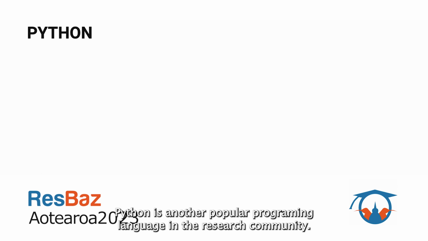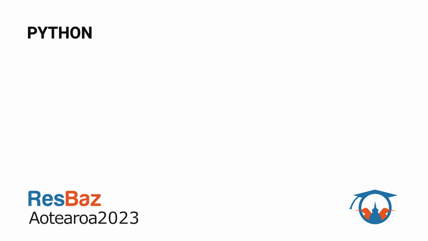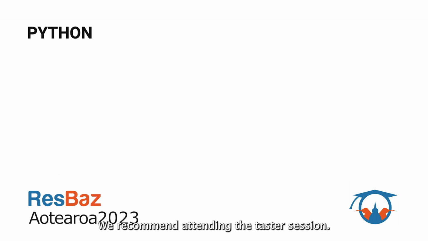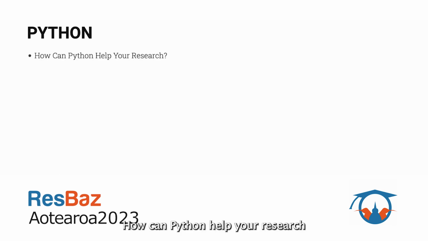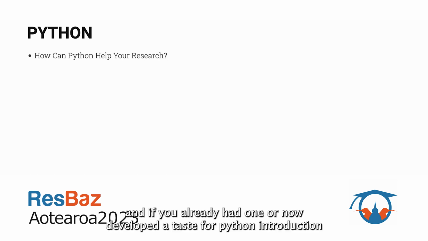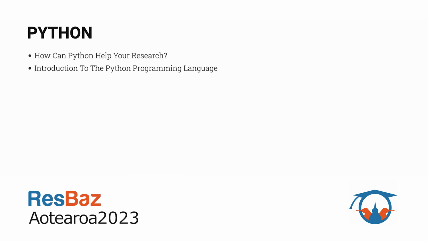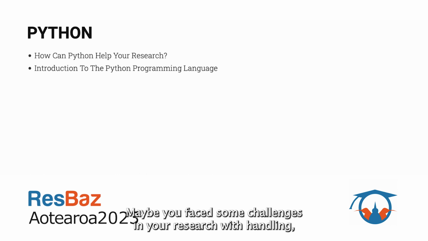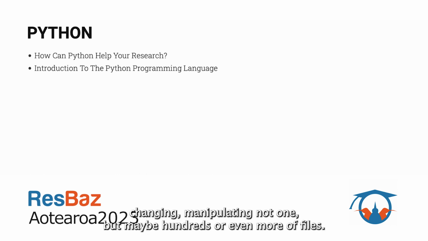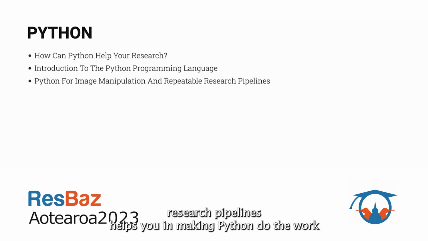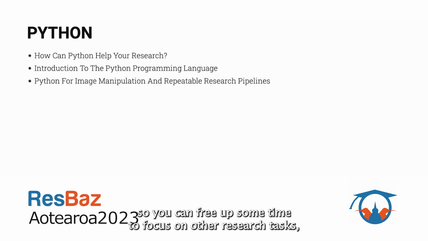Python. Python is another popular programming language in the research community. Python is commonly employed for all kinds of research tasks. To get an overview, we recommend attending the taster session, How can Python help your research? And if you already had one or now developed a taste for Python, Introduction to the Python programming language gets you started with hands-on coding in Python. Maybe you face some challenges in your research with handling, changing, manipulating not one, but maybe hundreds or even more files. The session Python for image manipulation and repeatable research pipelines helps you in making Python do the work so you can free up some time to focus on other research tasks.